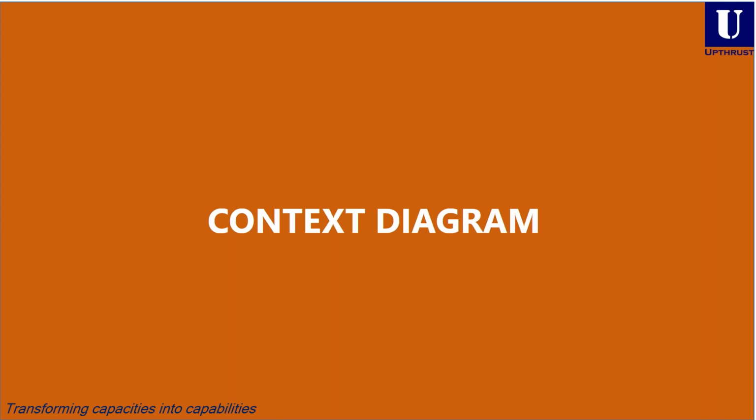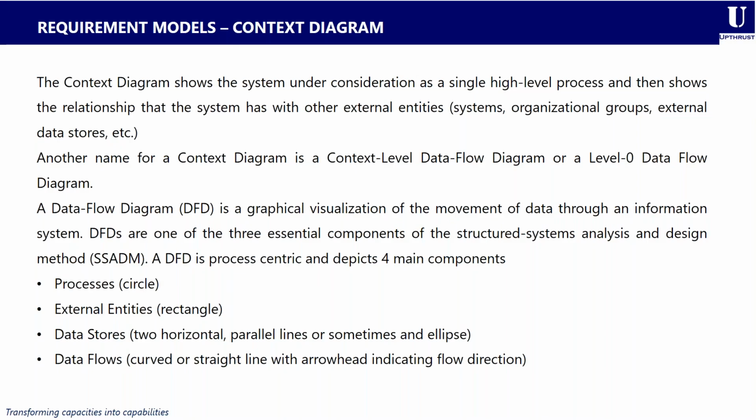So from use case diagram, we're going over to context diagram. A context diagram shows the system that is under consideration as a single high-level process, and then shows the relationship that the system has with other entities. Entities at this point could be systems, organizational groups, external data sources, or actors of the system. Another name for a context diagram is a context level data flow diagram or a level zero data flow diagram.